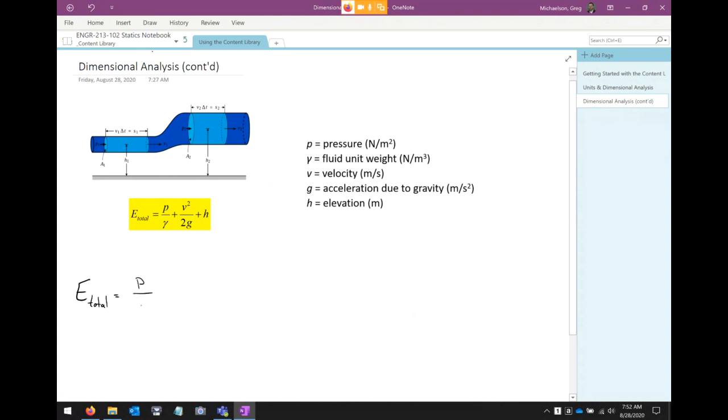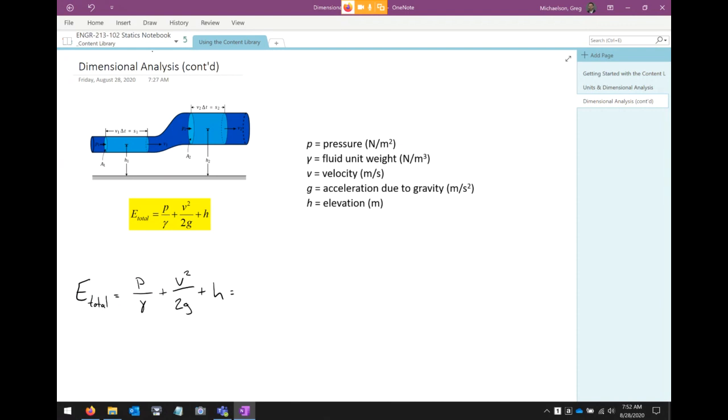So we have P over gamma. That's that Greek letter, lowercase gamma. We tend to use that letter a lot in engineering for unit weights and all sorts of things. Plus V squared over 2g plus the height. Now, what I'm going to do is what's called a dimensional analysis, and hopefully you did this in your engineering computations class, but even if it's been a while, I'm going to replace these terms with the appropriate units.